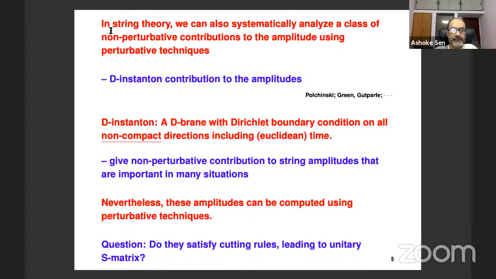Now, as it turns out, in string theory, you can also systematically analyze a class of non-perturbative contributions to the amplitude, but it uses perturbative techniques. And these are the D-instanton contributions to the amplitudes.